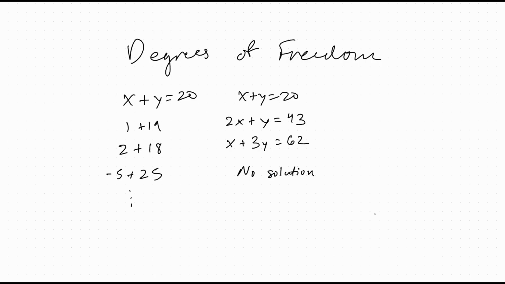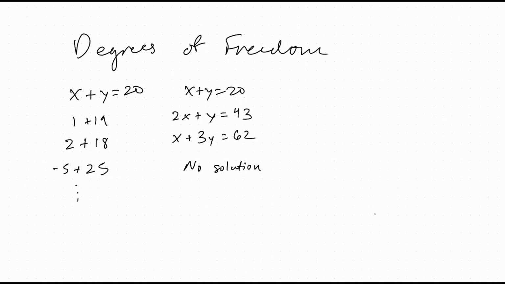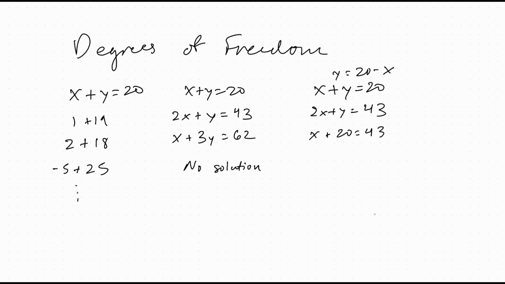And then finally, we have the ideal situation. So y equals 20 minus x... so x plus y equals 20, 2x plus y equals 43, where the number of variables equals the number of equations. And now that we have that, we can actually solve it. So we can do, okay, y equals 20 minus x, do a substitution there. You get x plus 20 equals 43. So then we get x is equal to 23 and y is equal to negative 3.